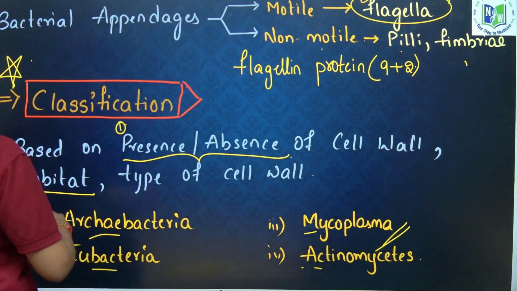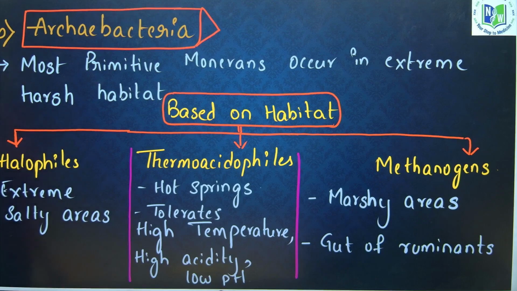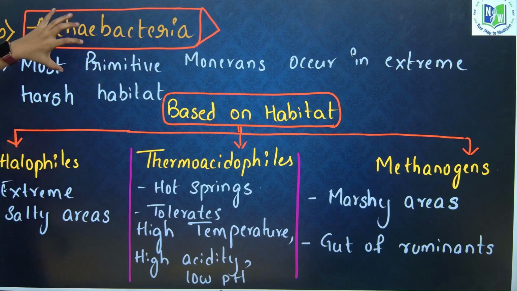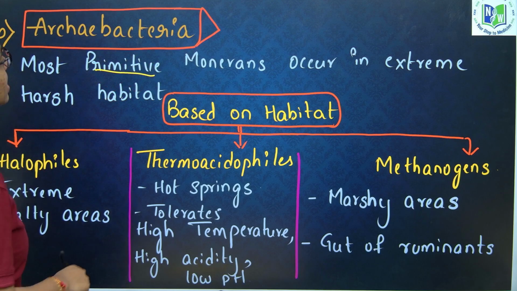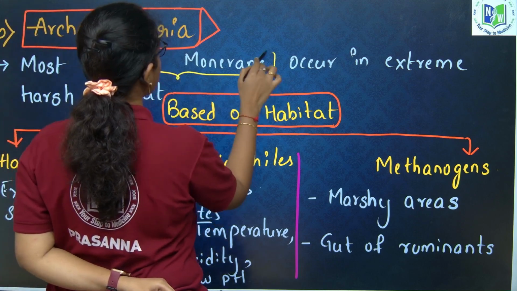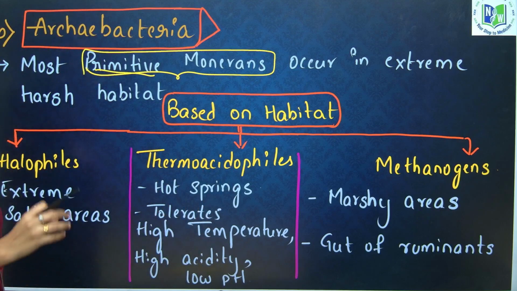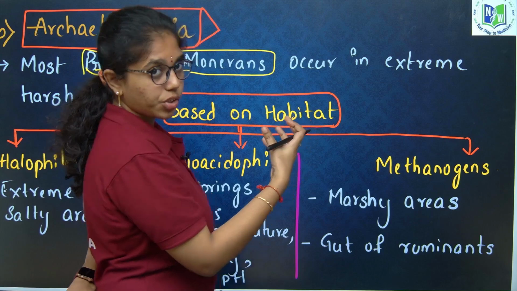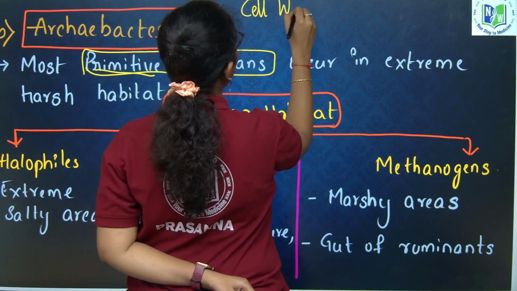Next, archaebacteria are the most primitive monerans. You can call them ancestors. The first arisen organisms in the Monera are archaebacteria. That is why they are called primitive monerans. They occur in extreme harsh habitats. This is because of their cell wall composition.